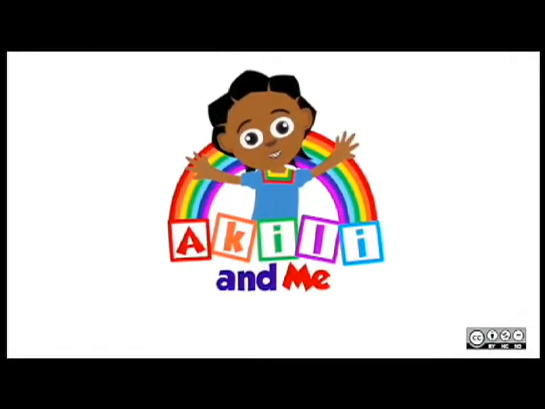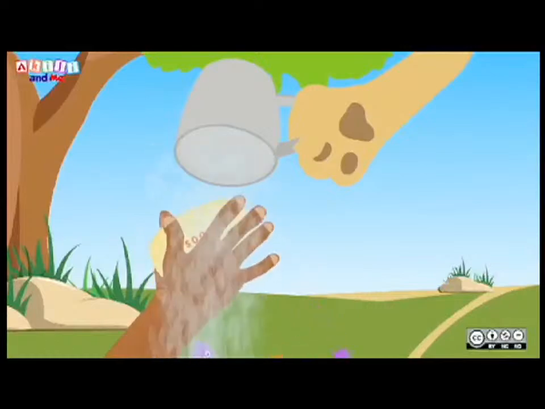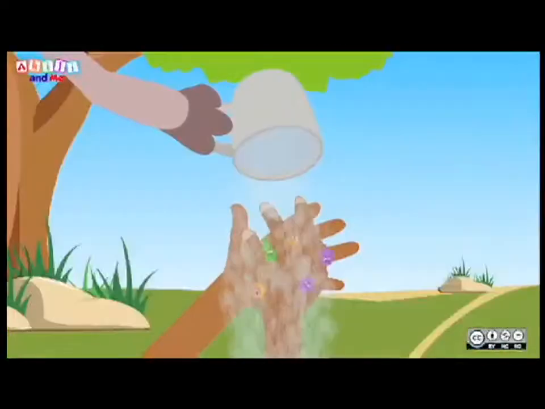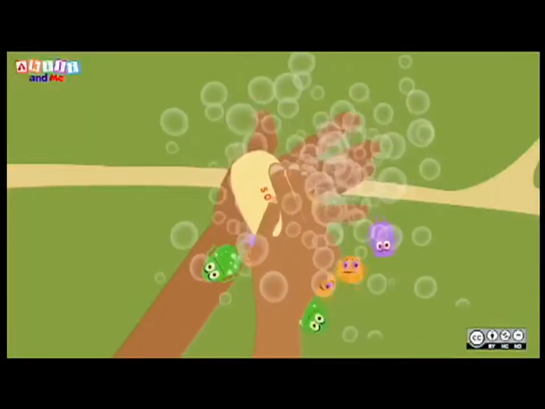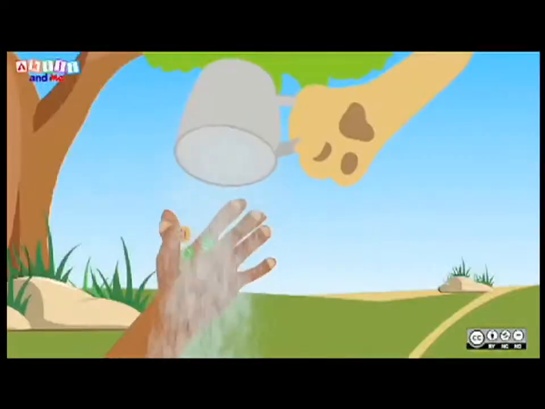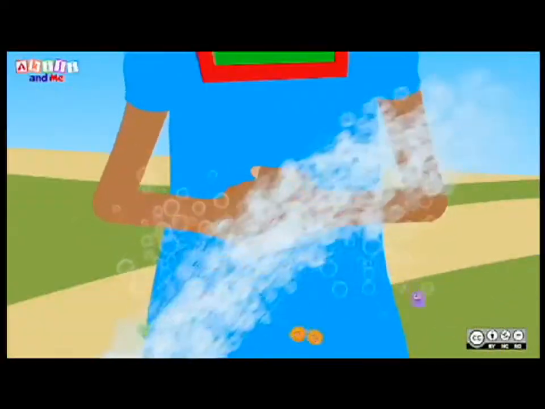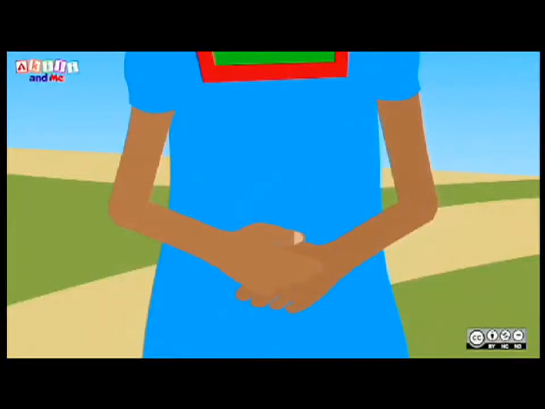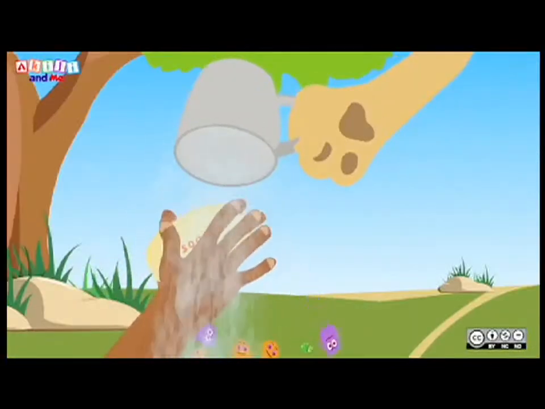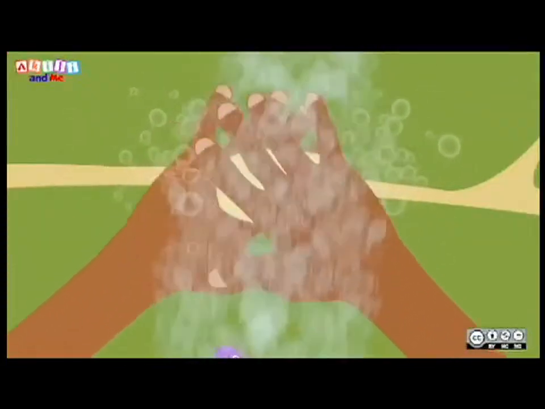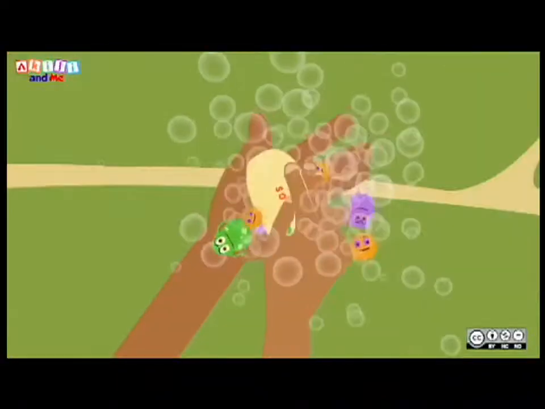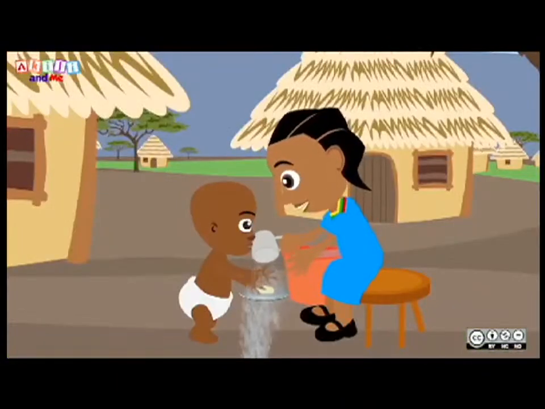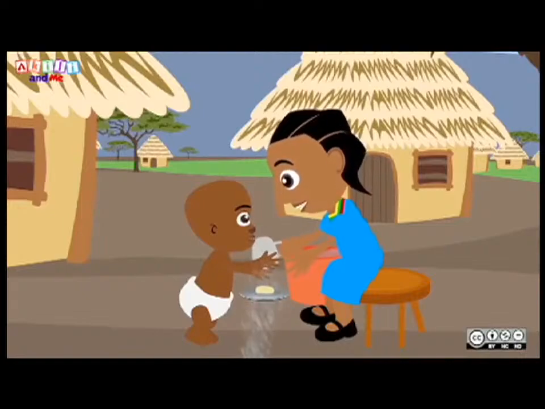We love to wash our hands, and this is how we do it. Wash, wash with clean water, scrub, scrub, scrub with soap. Rinse, rinse with clean water, and then the germs will go.